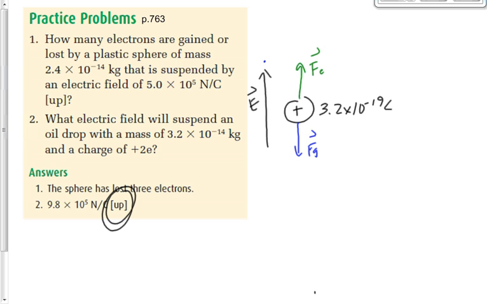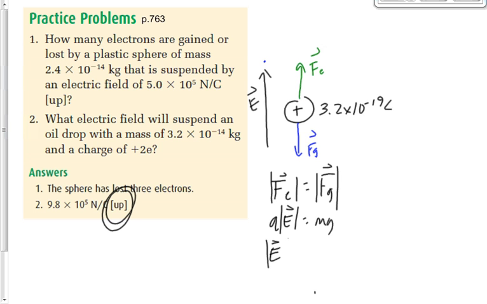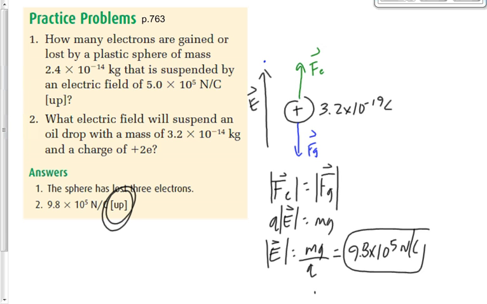All right, let's find its value now. We're going to say Fe equals Fg, only because it's suspended and these forces balance. We'll say QE is equal to mg, and we'll end up solving for E here, which is not the norm. Usually we solve for Q. Do the math there, mg over Q, and we end up getting 9.8 times 10 to the 5 newtons per coulomb. And again, we already established it's an upward field. Right? Cool, is that okay?